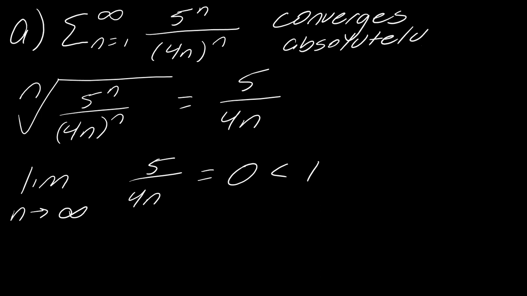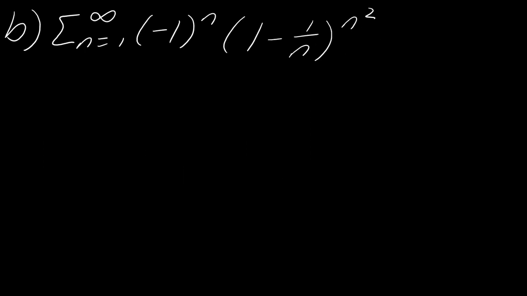A lot of times you are not so lucky to have the exponent cancel out so nicely. So in the next example, I've got negative 1 to the n times 1 minus 1 over n, to the n squared. Let's set this up. I'm taking the absolute value, which allows me to not worry about the negative 1. That's the point of having the absolute value.